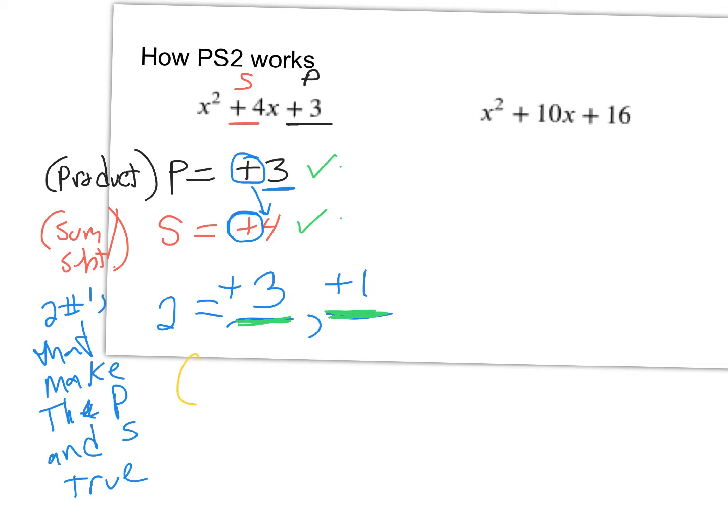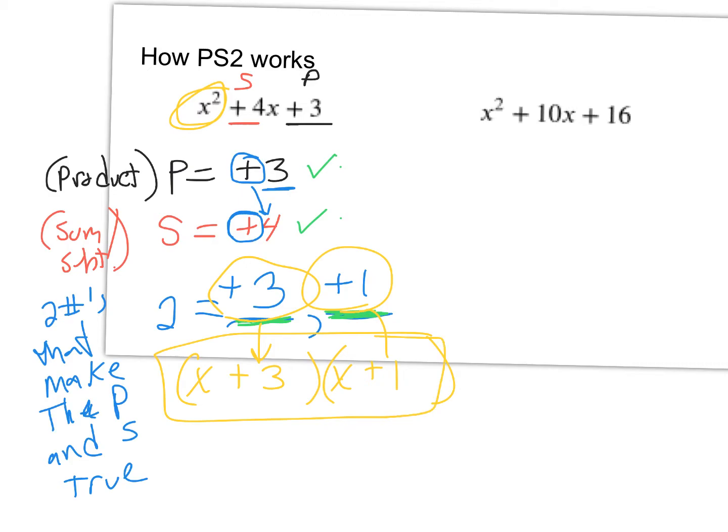So now that we have everything set, we're going to put them in our parentheses. Since I started with x squared, we're going to go to x and x. And then we just drag these in here. The positive 3 goes here. The positive 1 goes here. And that's all she wrote. And there is that. Okay, so let's take a look at another one.